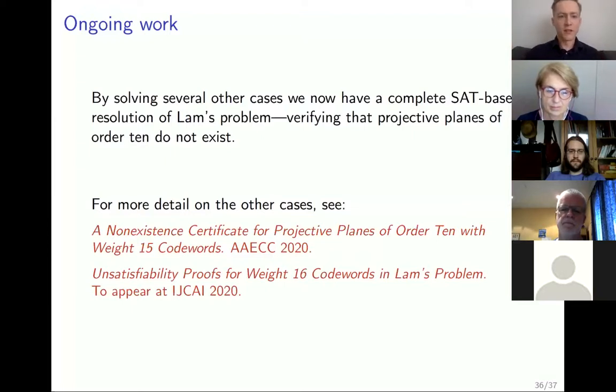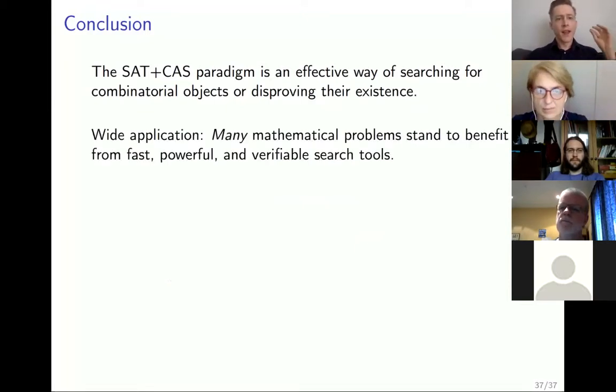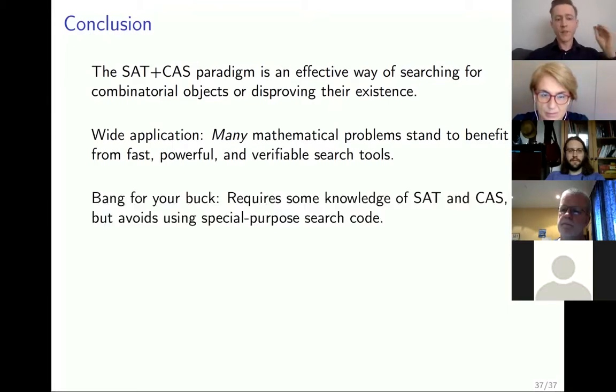But just to sum up the work, I've outlined the SAT plus CAS paradigm. This is an effective way of searching for combinatorial objects or disproving their existence, as we've seen. And I want to stress it does have very wide application. There's lots of mathematical problems, as you all know, where you really want fast, powerful, and verifiable search tools. And the SAT plus CAS method hits all three boxes there. And it gives you good bang for your buck.